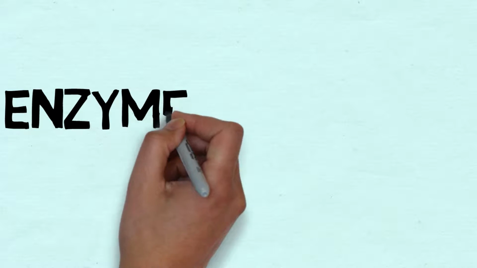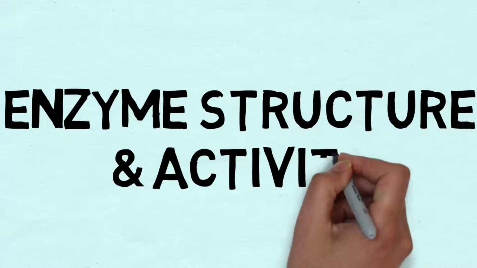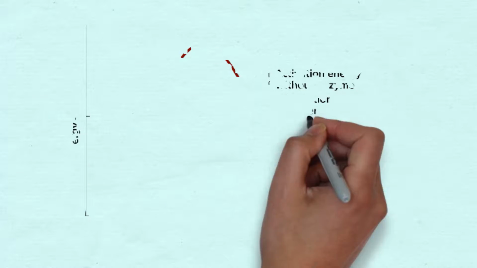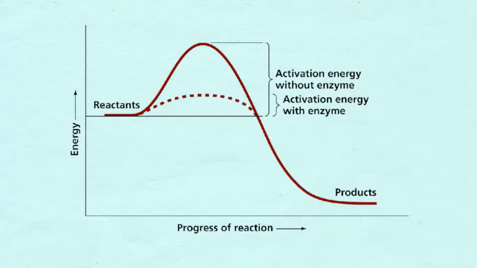In this video, we'll be looking at enzyme structure and enzyme activity. Enzymes are proteins that are biological catalysts. Enzymes increase the rate of reactions by lowering the activation energy. For any reaction to take place, the reactants must collide with energy equal to or greater than the activation energy. By lowering the activation energy, enzymes make it more likely for a successful reaction to take place.